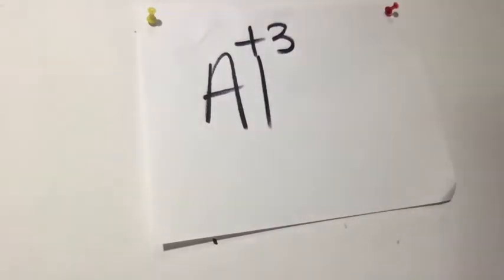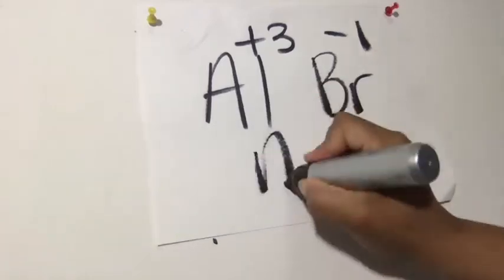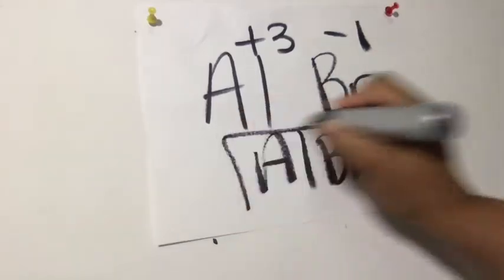Next, aluminum bromide. Switch up the 3 and the 1. AlBr3. That's it. The 3 and the 1. We just switch it up.